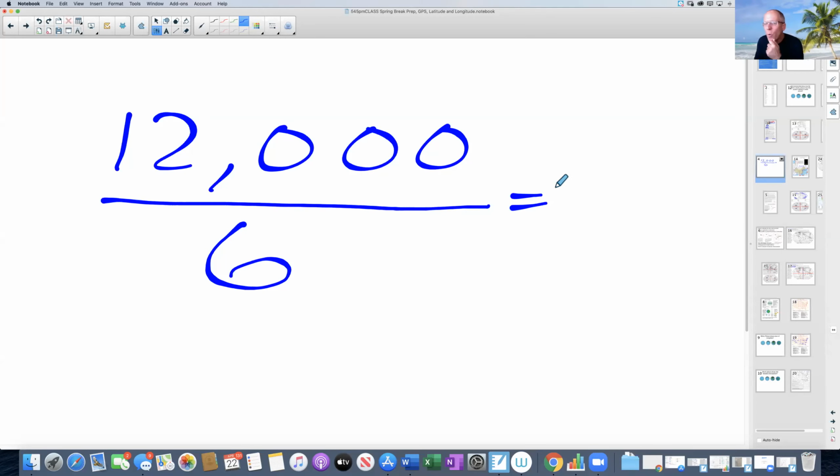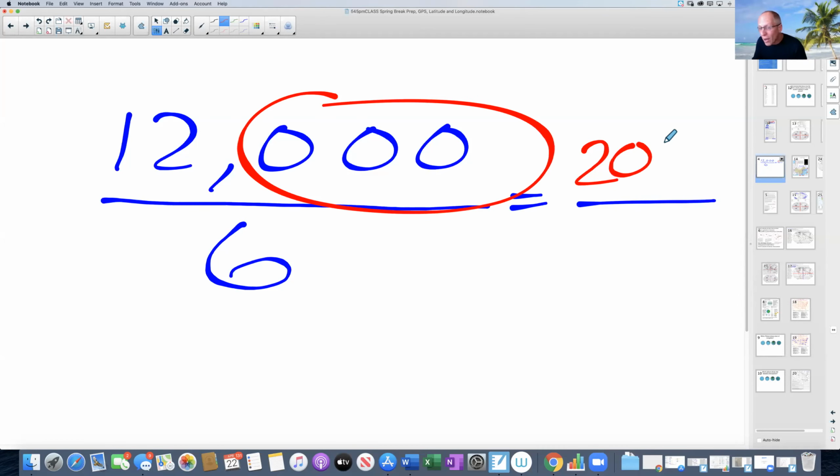So if we wanted to know the factor of satellites to the altitude of an airplane, who can tell me how many times 6 goes into 12? Say it. 2. And three zeros. Guess what? Satellites are 2,000 times higher altitude-wise than airplanes.